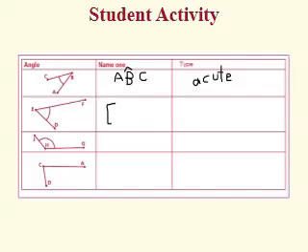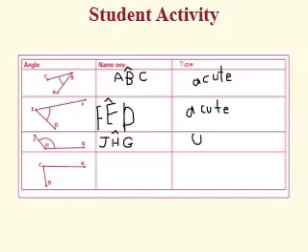The second angle is E. The vertex is E, so it should be in the middle. So it's FED. And it's also an acute angle because it's less than a right angle. The third one is JGH, the vertex in the middle, don't forget G. And it's obvious that it's an obtuse angle. Okay, and the last one is ACD, and it's also an obtuse angle.